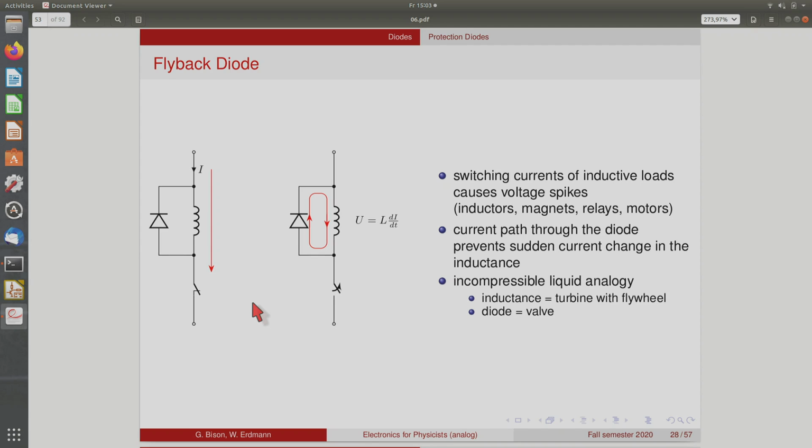You'll see an extreme pressure on the other side. And in order to make this not be a problem, you can open this valve that lets the water go back to the input of your turbine. Okay, this is kind of the analogy of this flyback diode.